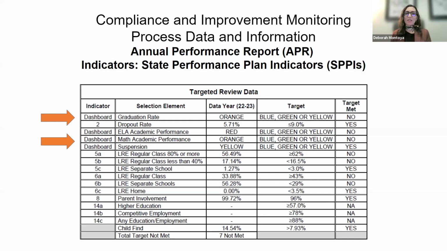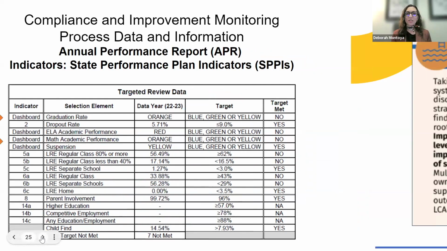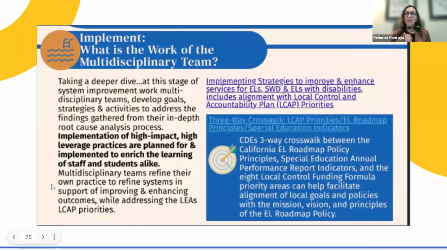So as we identify the needs of our dually identified students, all of this data is important for us to examine, to look at. The California Department of Education created a wonderful three-way crosswalk some time ago, and I would be remiss to not highlight it. The three-way crosswalk takes into consideration the LCAP priorities, the EL Roadmap principles, and the special education indicators. Fantastic resource, as again, we bring together our respective knowledge and expertise as we engage in an in-depth root cause analysis process.